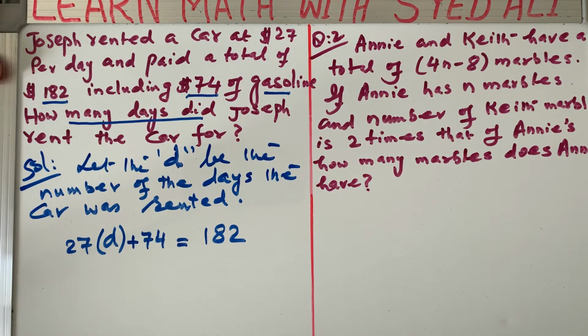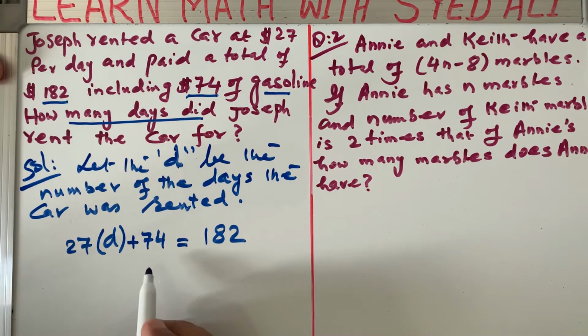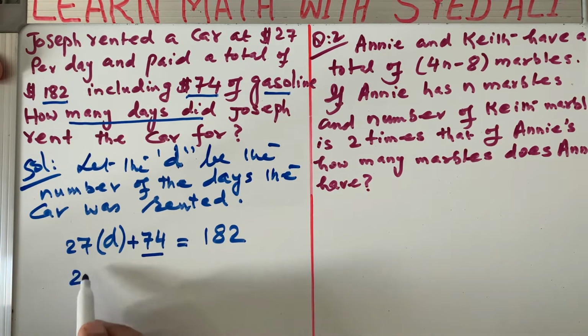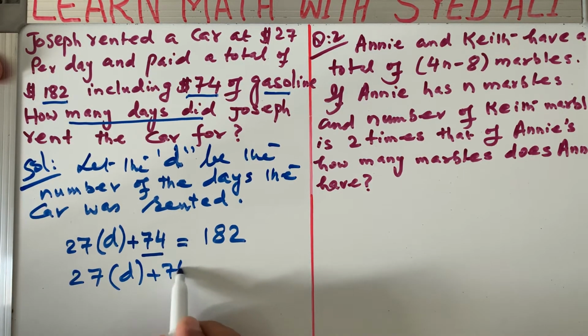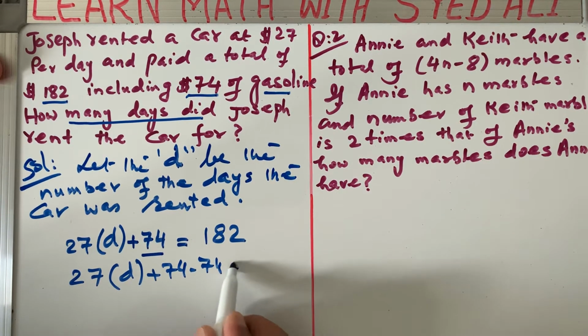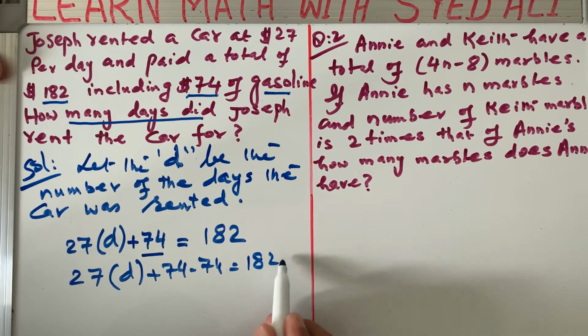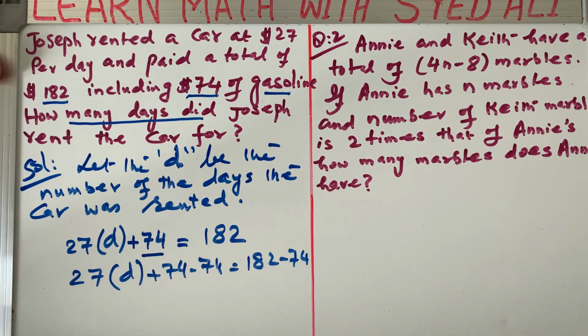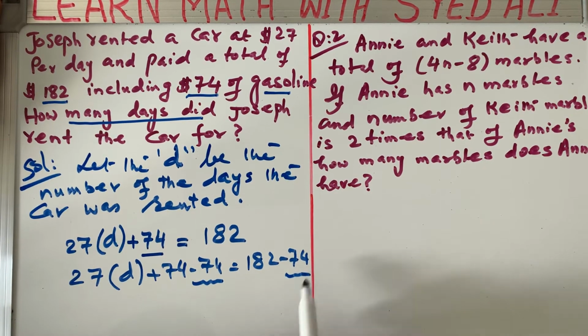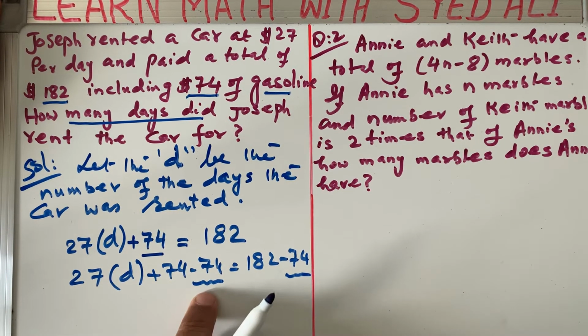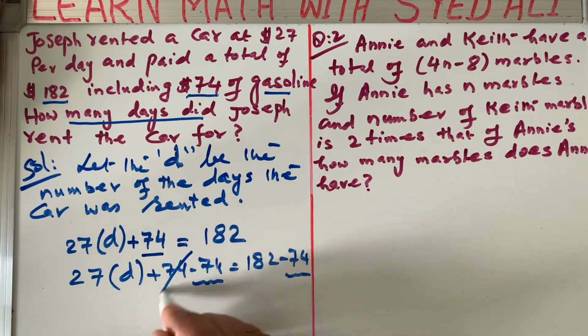One variable, one equation, we can solve for the variable by transferring this 74 to the other side, because we need to isolate the variable D. So what we learn is 27D plus 74 minus 74 is equal to 182 minus 74. We know that we have to do the same thing on both sides of the equation, right? So we did extra here, minus 74, to get rid of plus 74.